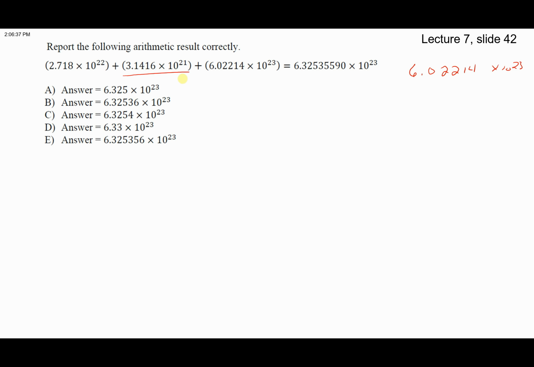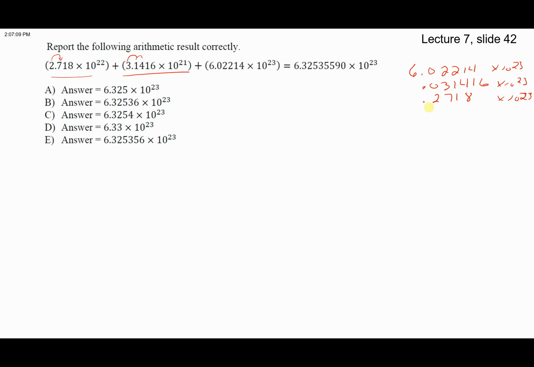Let's do this one. Well, this is times 10 to the 21st, so we want to be 23rd. So this would go over once, over twice, so it'll be 0.0311416 times 10 to the 23rd. And then lastly, we have this one. And to get to the 23rd, we have to move it over 1 decimal place, so 0.2718 times 10 to the 23rd power.